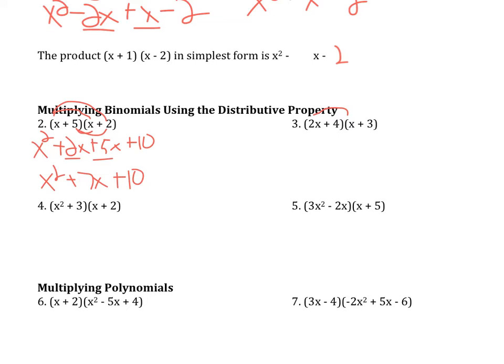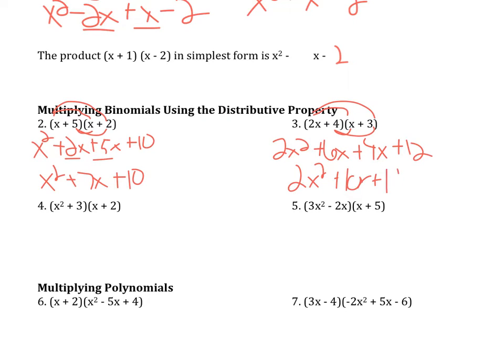Continuing, distribute here, we get 2x times x this time, which is 2x squared. 2x times 3 is 6x. 4 times x is 4x. And 4 times 3 is 12. Again, combining like terms, and we get 2x squared plus 10x plus 12.